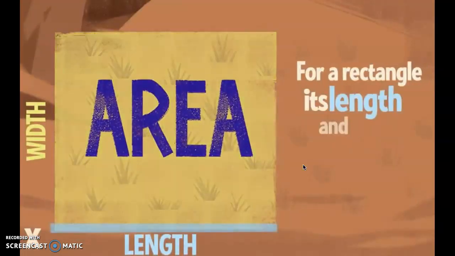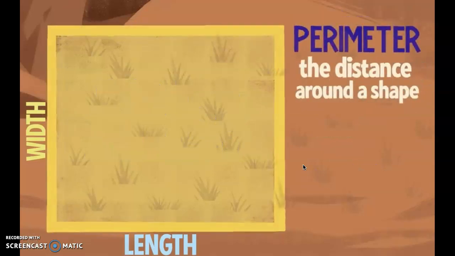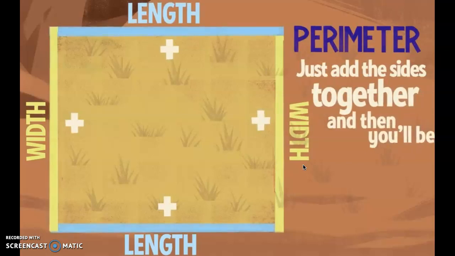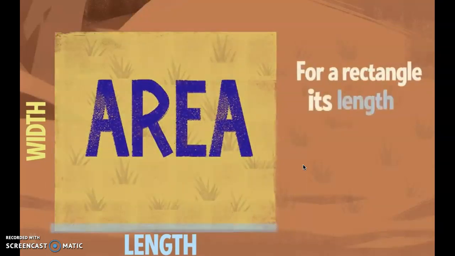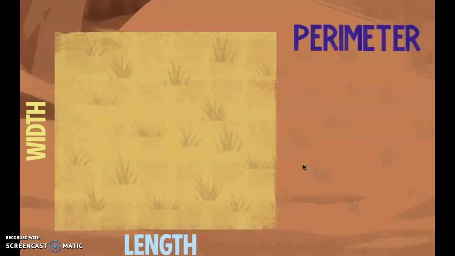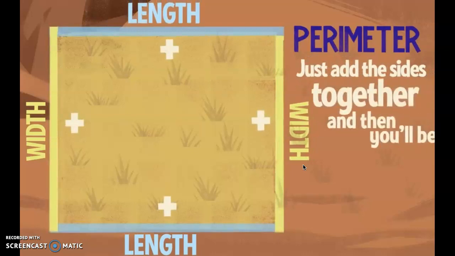For a rectangle, its length and width are multiplied. And perimeter, the distance around the shape. Just add the sides together and then you'll be great.